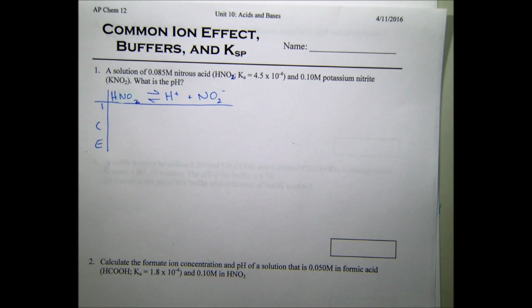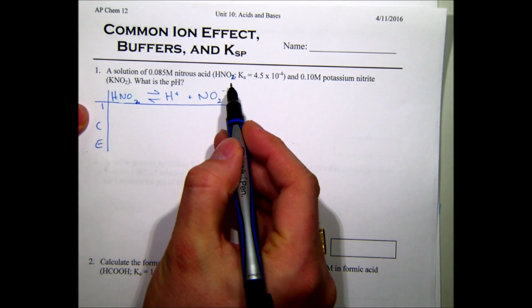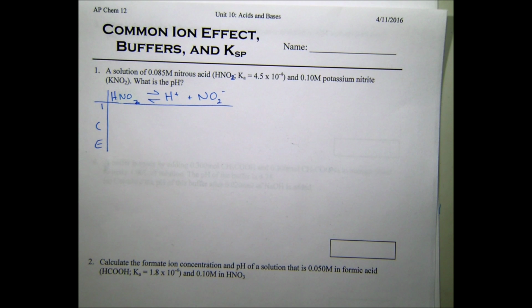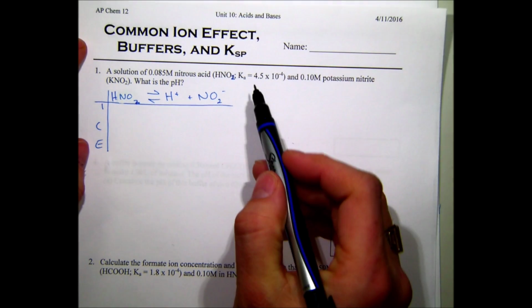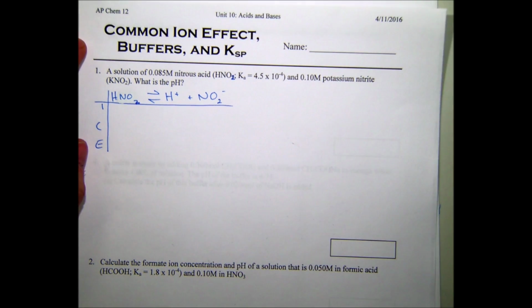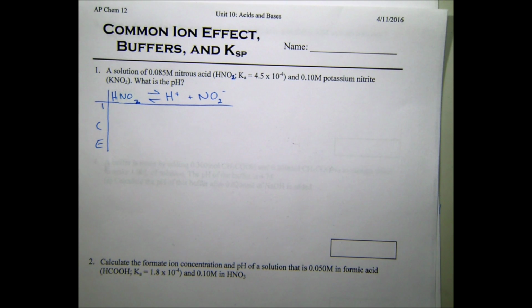So in this problem, we're going to look at buffers and the simple common ion effect. So we have nitrous acid, which is HNO2. On the handout you received, there might have been a 3 there, but it should be HNO2. Nitric acid is a strong acid, so it would not have a Ka value. So we have nitrous acid and potassium nitrite in solution. So we have common ions.